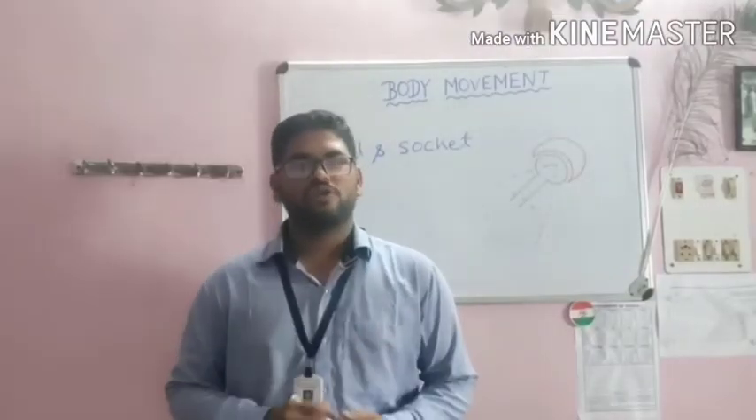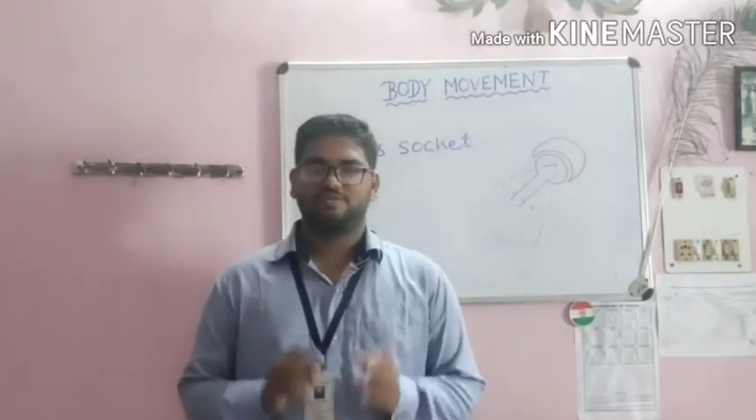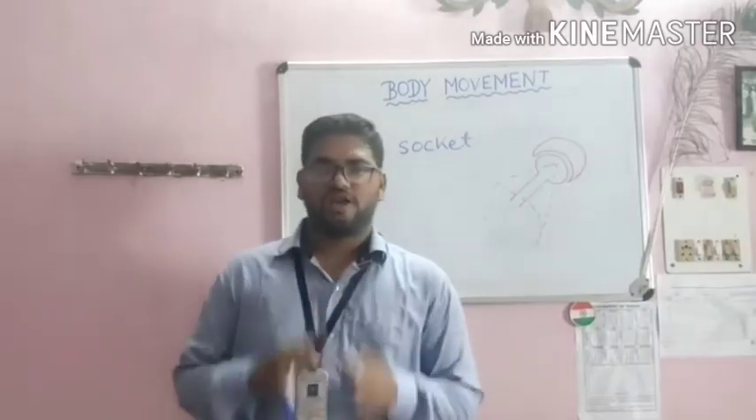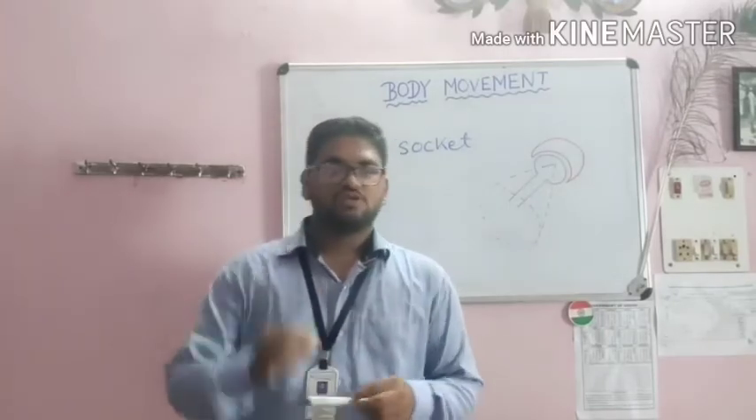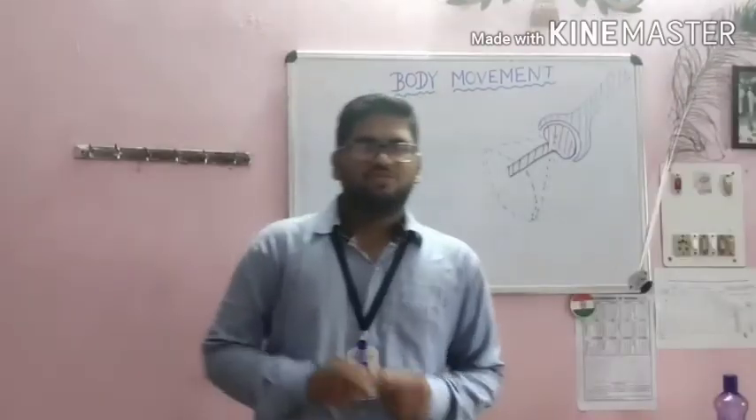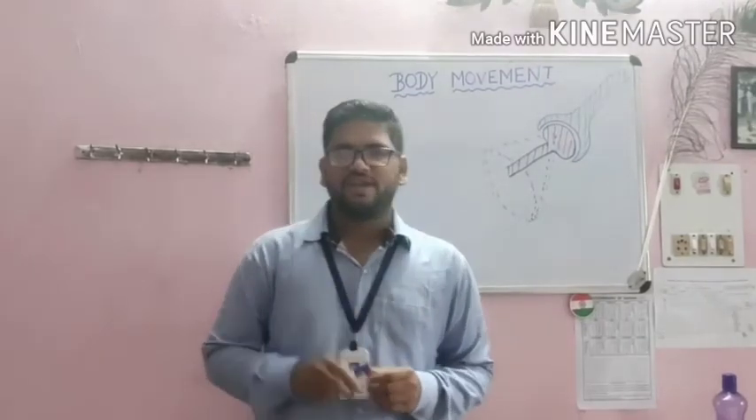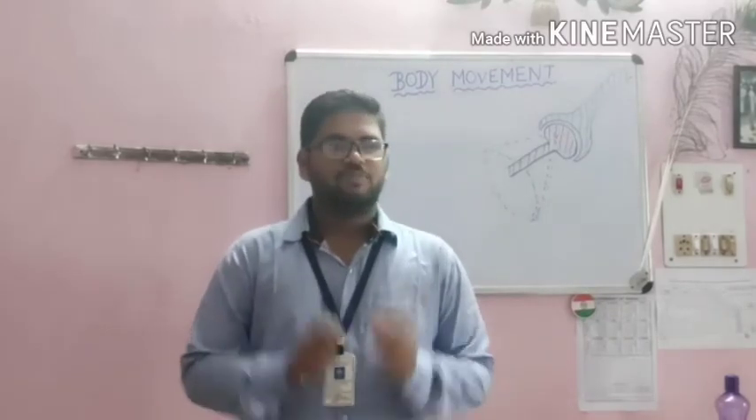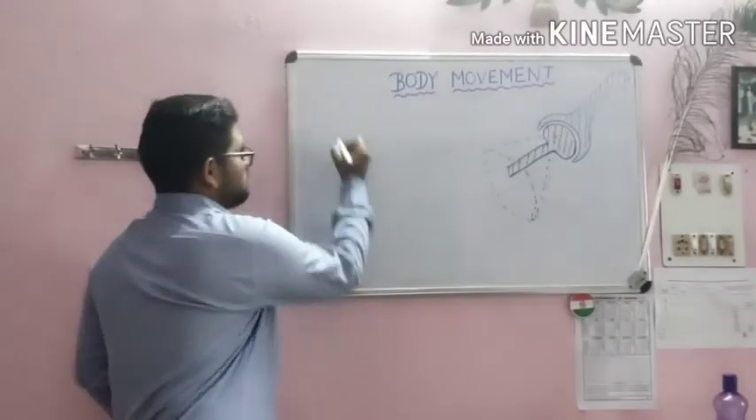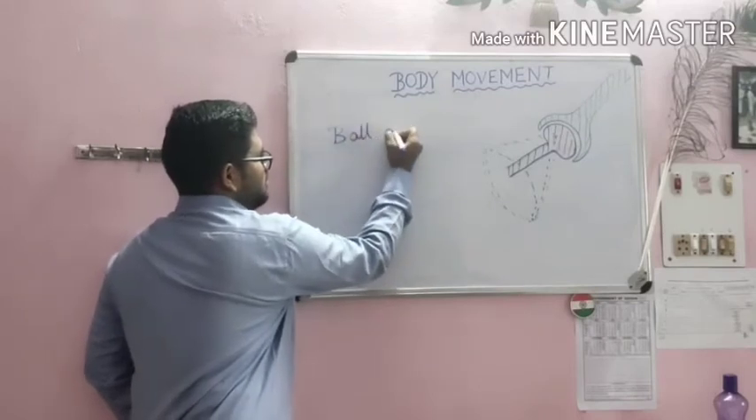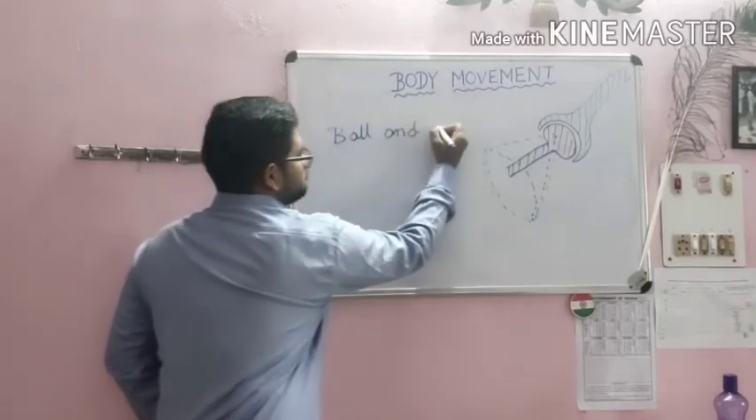So now we are going to start the second type of joint that is present in our skeletal system, that is ball and socket joint, and how it will work. So what is ball and socket joint? Now we learn about the second type of joint that is present in our body, known as ball and socket joint. So write the heading, ball and socket joint.